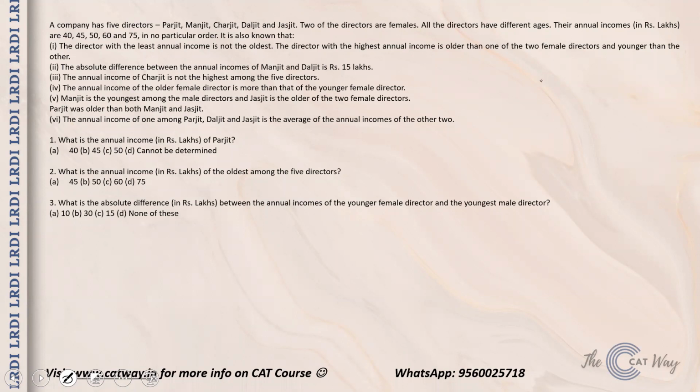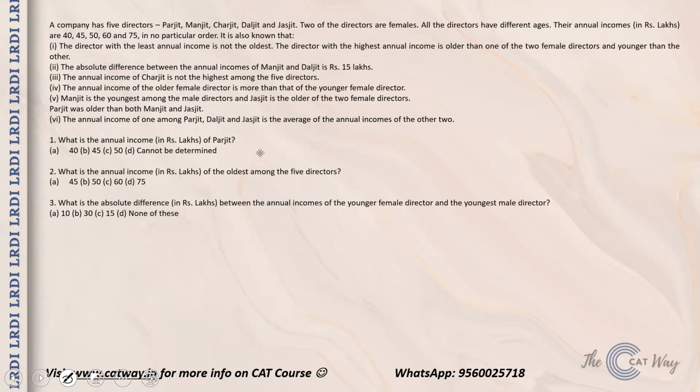Now all the directors have a different age and the annual incomes are 40, 45, 50, 60, 75 in no particular order. Now the director with the least annual income is not the oldest. And the director with the highest annual income is older than one of the 2 female directors and younger than the other. So the highest is older than one of the 2 females and younger than the other.